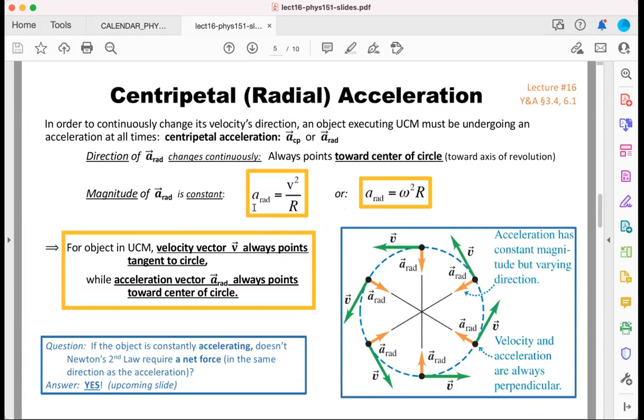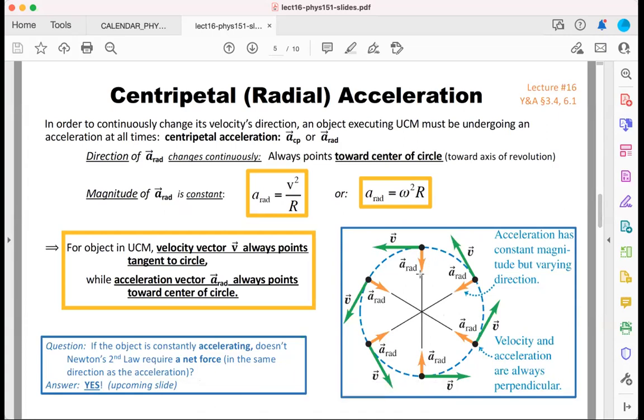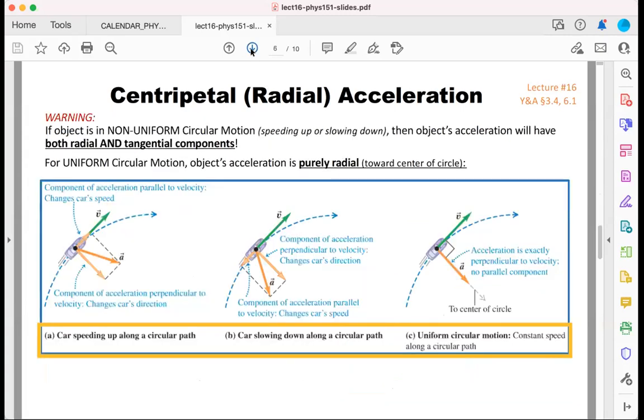Then we saw the radial acceleration, or centripetal acceleration, v squared divided by r, or omega squared r, where r is the radius, the distance from the center of rotation. And we see that it is always perpendicular to the velocity and always points towards the center of the circle. Okay, so this is our acceleration. It is also constant in magnitude, but it changes its direction every time, pointing at the center of the circle.